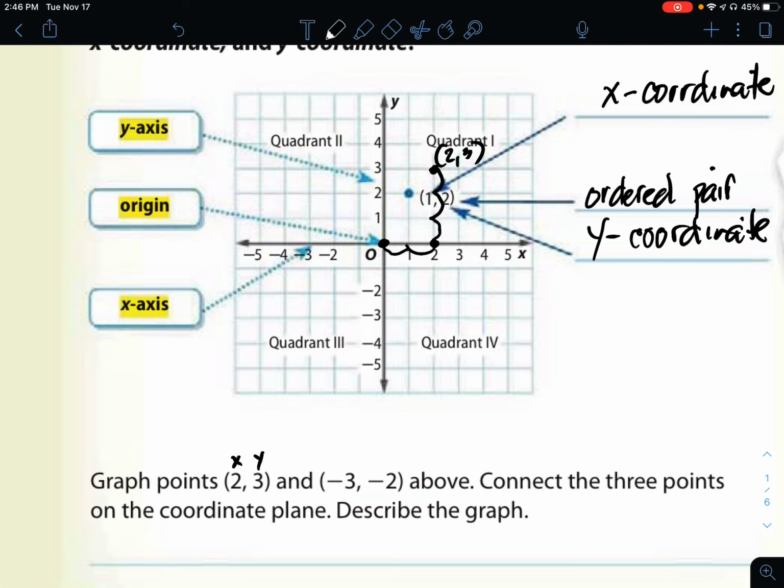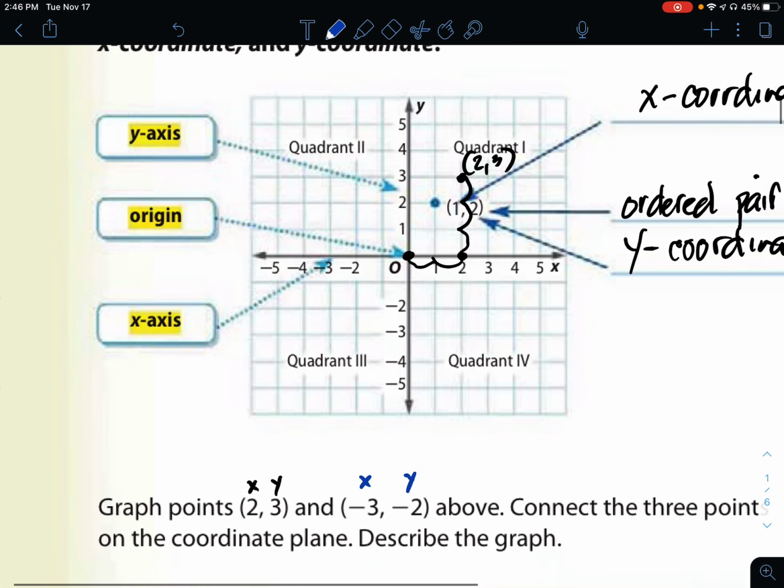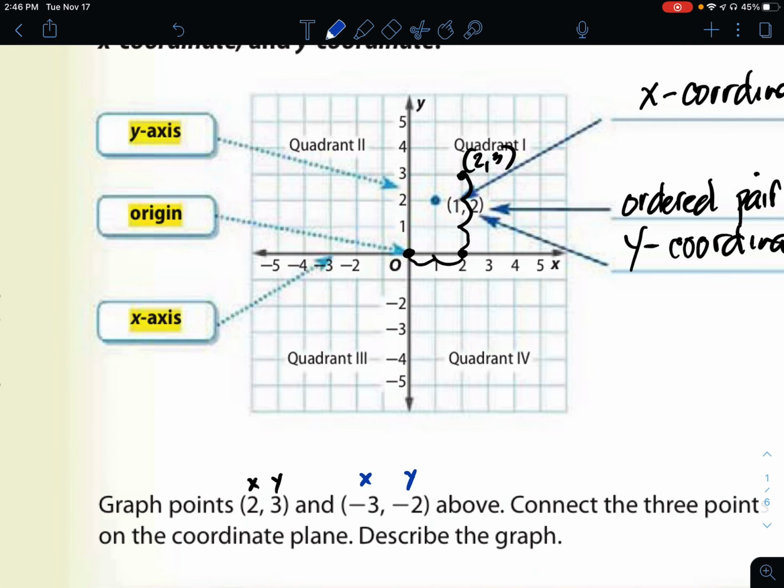Okay? Let's take a look at this one right here. -3, -2. Again, this is my x coordinate and this is my y coordinate. We always read the x coordinate first. That's the reason why it's called an ordered pair, because the order you read it is always xy.